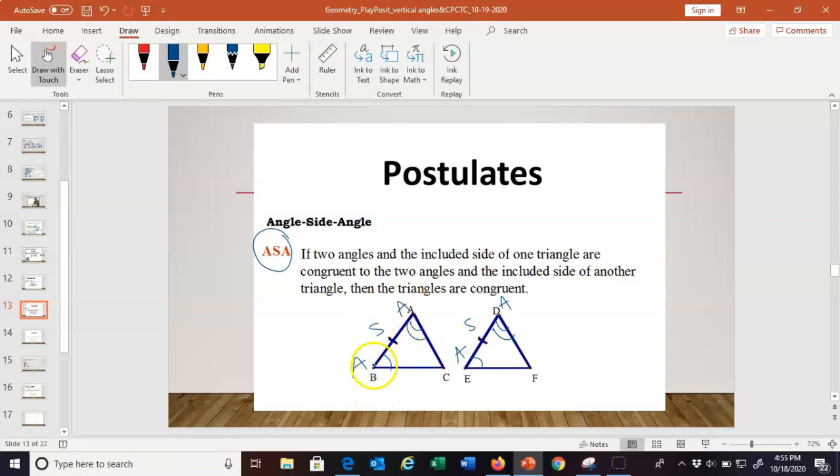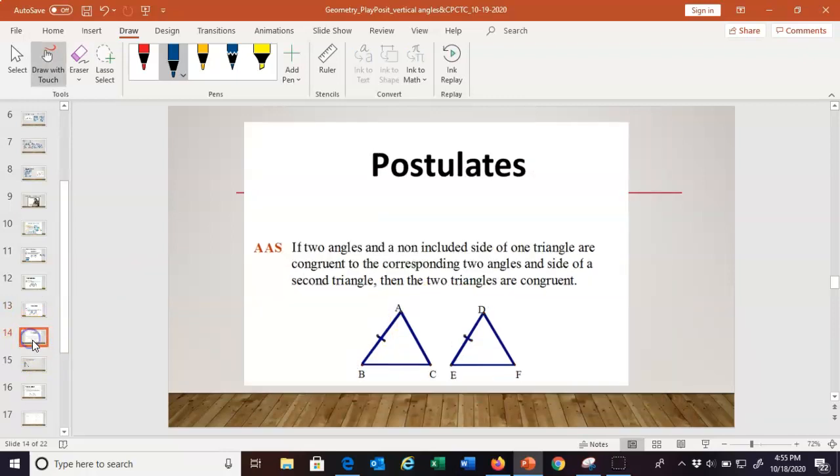That doesn't make sense. We need to start on one part, whether we can even start up here, and then go to the very next closest marking, which happens to be side. Angle, angle, side, angle. All right, our fourth postulate is angle, angle, side.